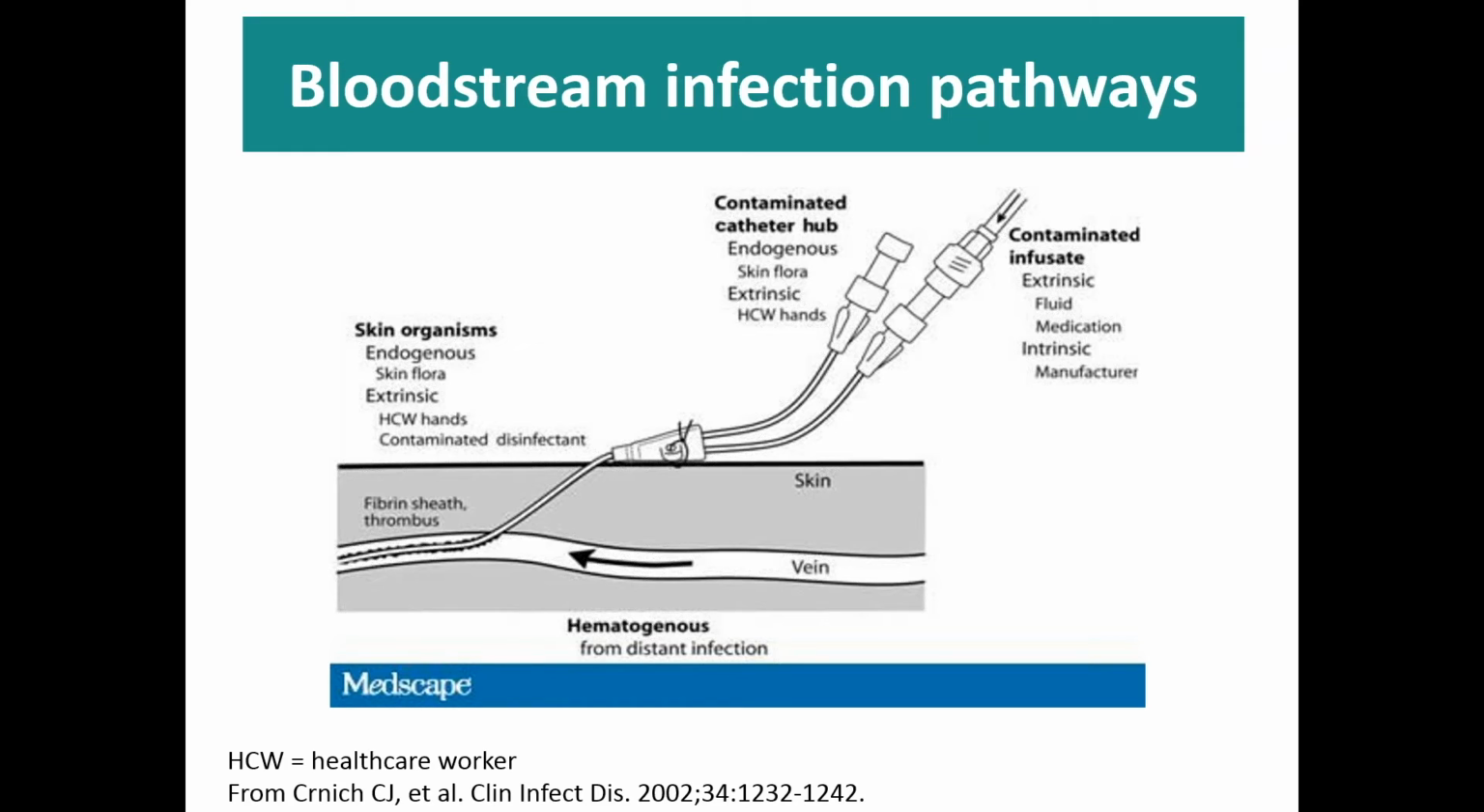The second route is via the catheter hub, which can become contaminated by healthcare workers or patient skin flora during connection of fluids, medication administration, or during extraction of blood. The third route is for catheters to be contaminated directly by bacteria circulating in the bloodstream. That is, the patient has an existing bloodstream infection and microbes are able to attach to the catheter as they pass by the device. And the fourth pathway is that of contaminated infusate, which may occur at the manufacturing stage or during manipulation by healthcare workers.